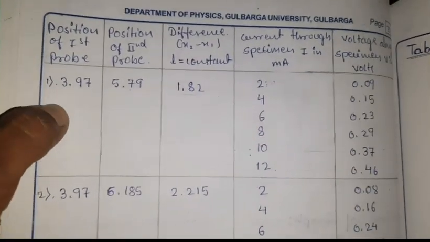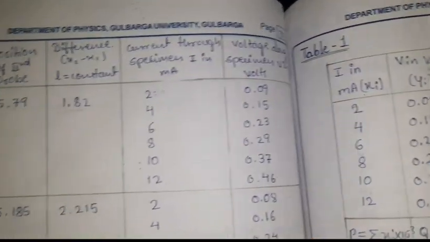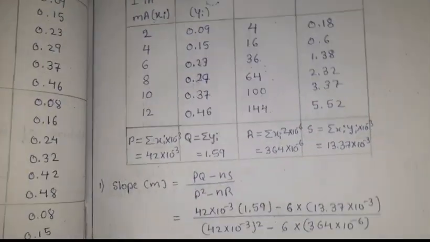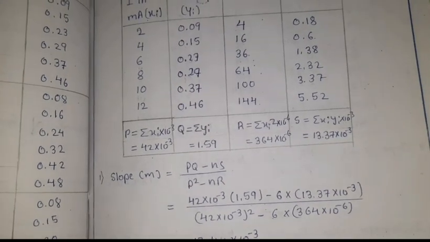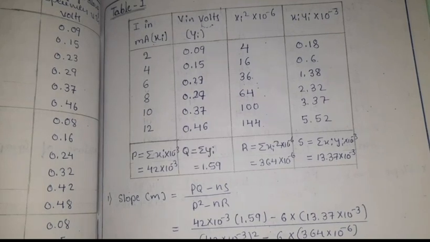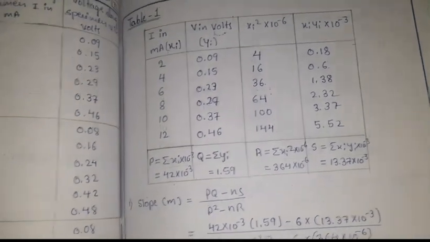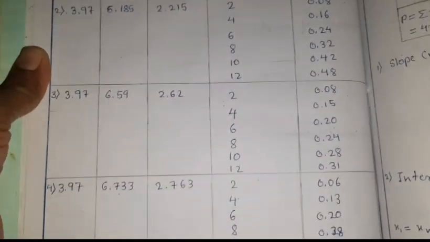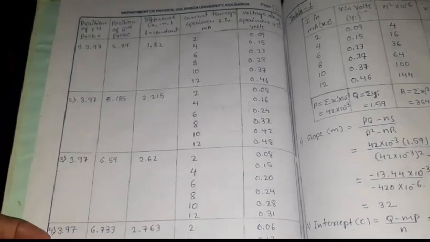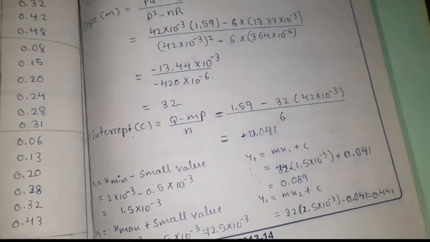For the first trial you should note down the current and voltage and use the LSF method to calculate the LSF parameters, slope and intercept, and you can plot the graph of current versus voltage. That must be a straight line. Like that you have to draw the 4 graphs here for 4 trials, current versus voltage. Here are the LSF parameters, slope and intercept.